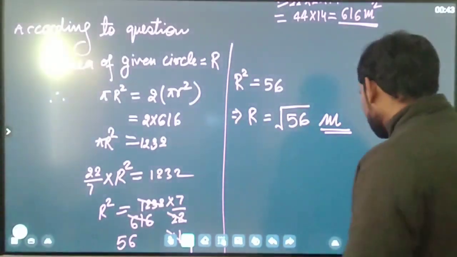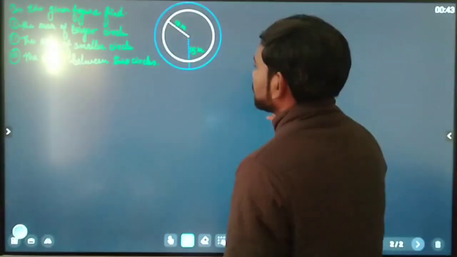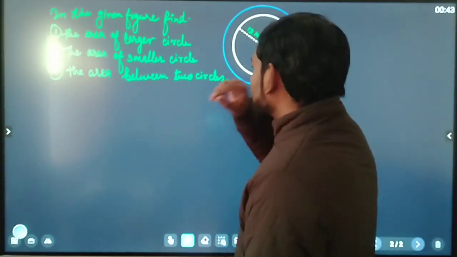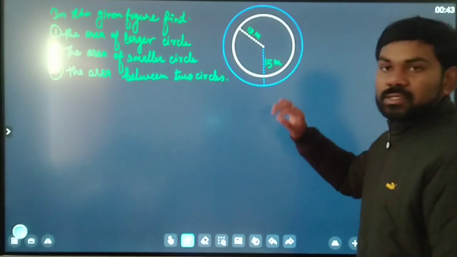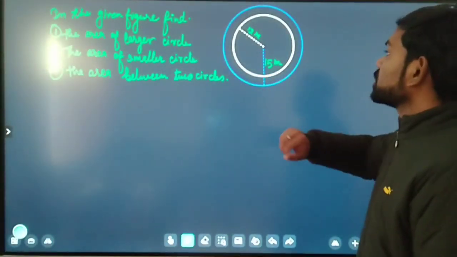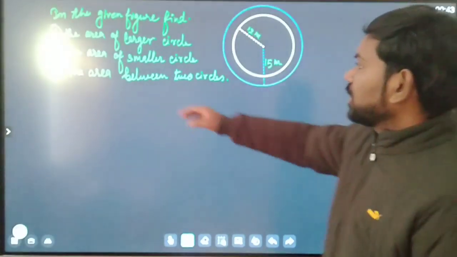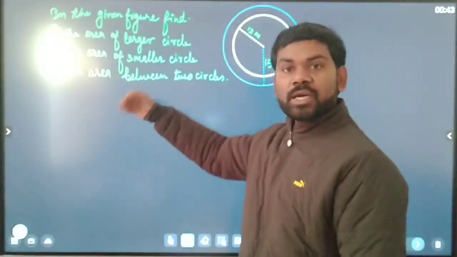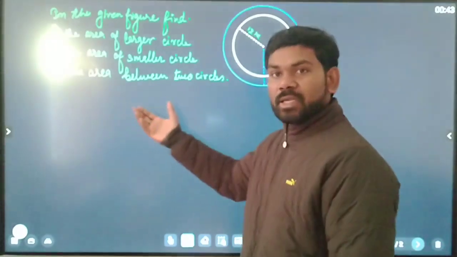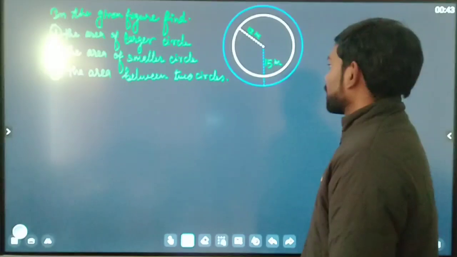Now let's see another question. The question is given here, and the question is, in the given figure, find. The figure is here. There is a concentric circle in which the radius of the inner circle is 12 meter and the radius of the outer circle is 15 meter. We have to find the area of the larger circle, that is the area of the outer circle, the area of the smaller circle, that is the area of the inner circle, and the area between the circles. Okay, now let's solve it.